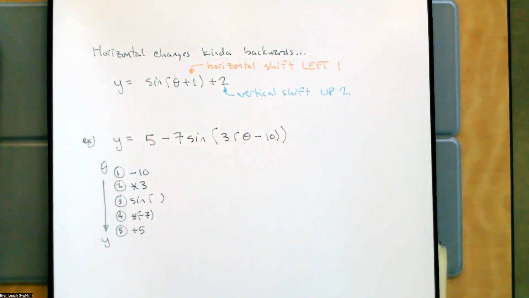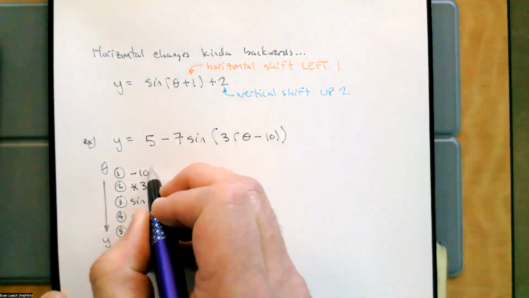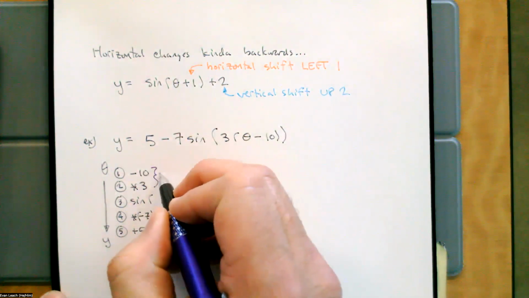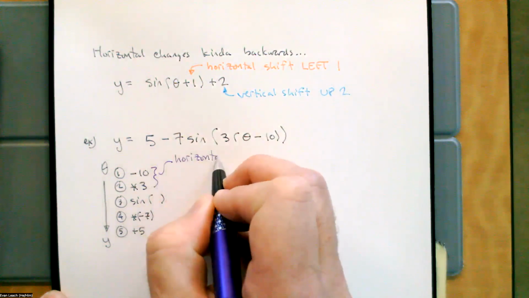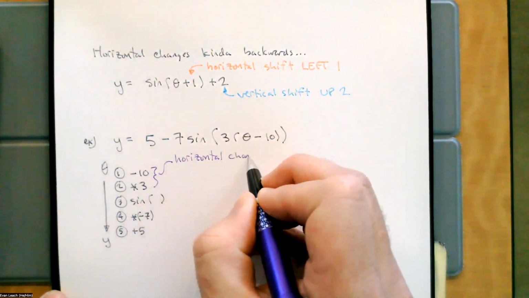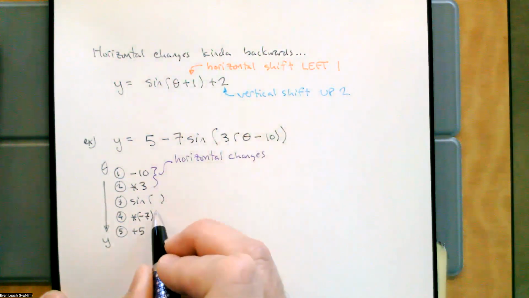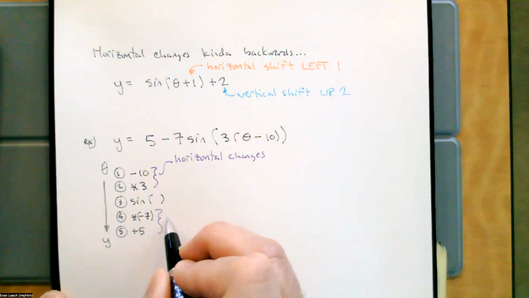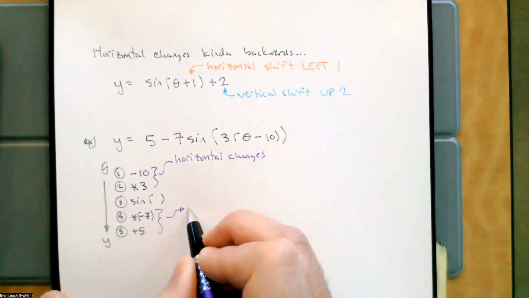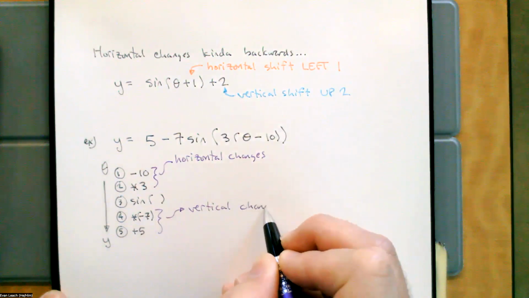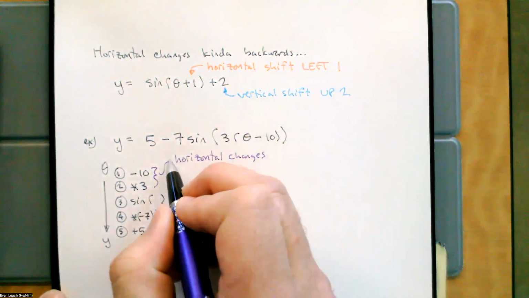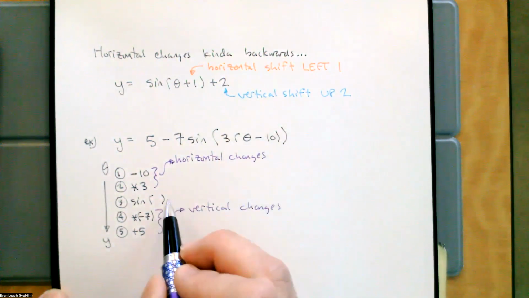So we see we've got 2 horizontal changes and 2 vertical changes. These happen before the trig function, so these are our horizontal changes. And these happen after our trig function, so these are our vertical changes. Here's our middle.